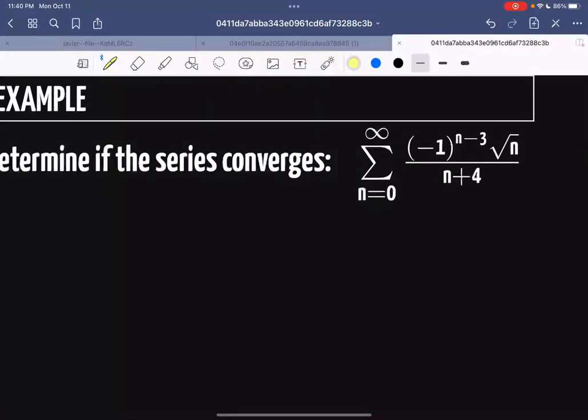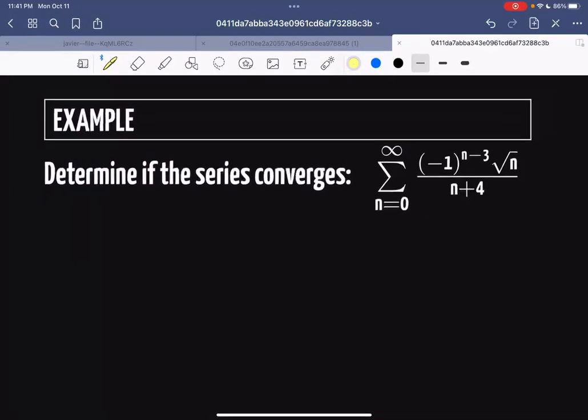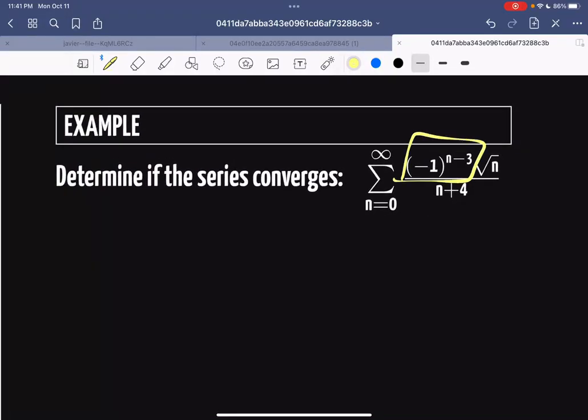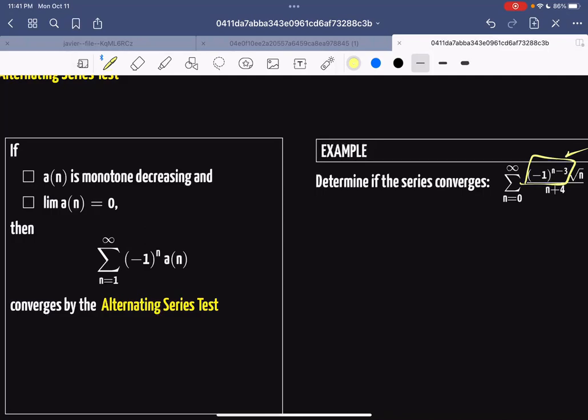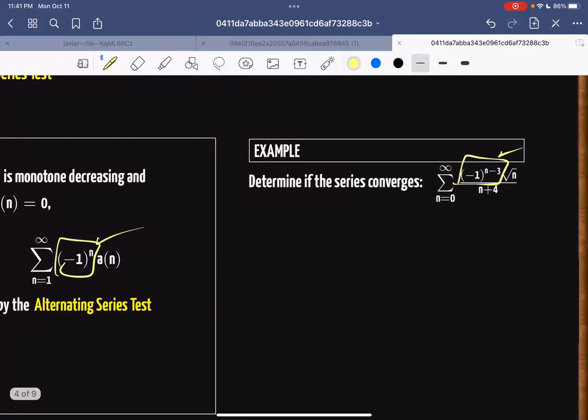This was also similar thing. We're going to check first that this part right here, you got an alternating sign. So that's this piece right here. It switches from positive to negative, from positive to negative. Then you got to show that the square root of n all over n plus 4 is decreasing.